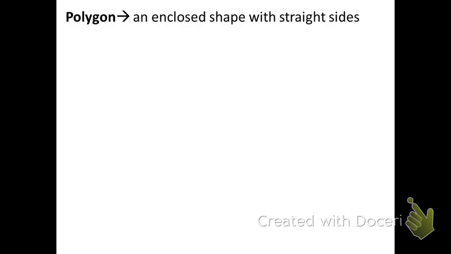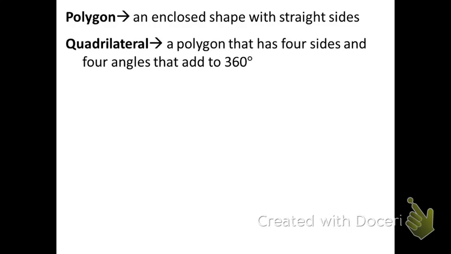So a polygon is an enclosed shape with straight sides. We talked about what it means to be enclosed. This is not enclosed, so it's not considered a polygon. This is enclosed, but it does not have straight sides, so neither of those are polygons. We have what's known as a quadrilateral. This is a polygon with 4 sides and 4 angles that add to be 360 degrees.